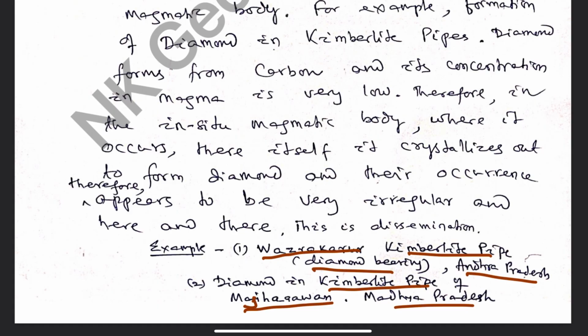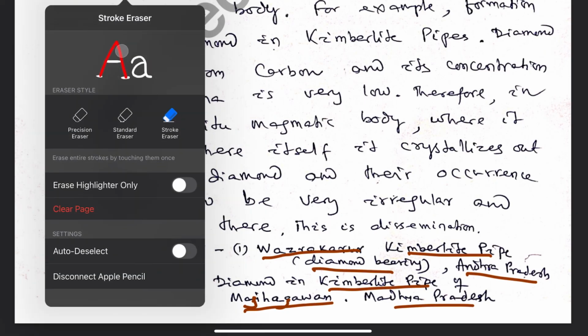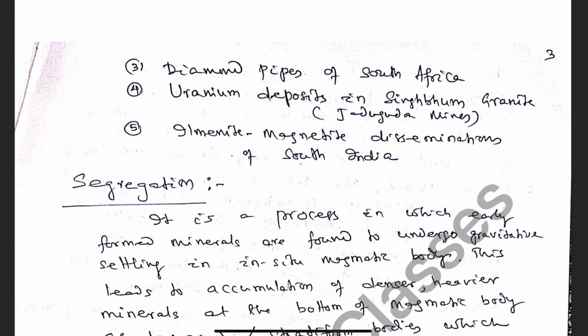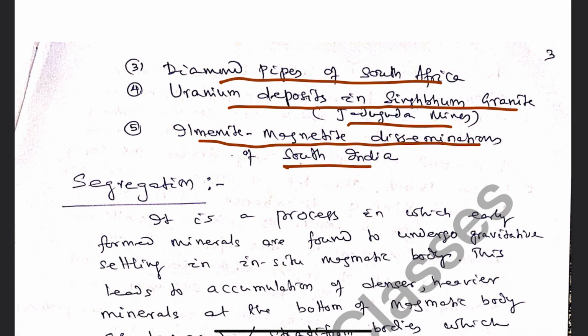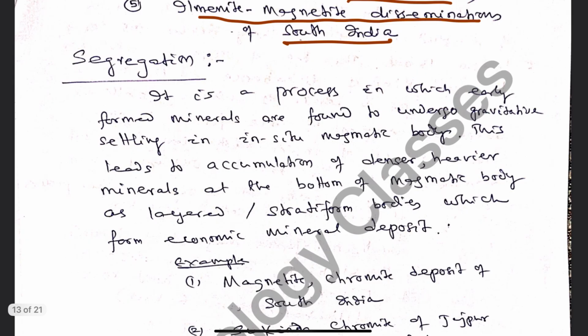This is Majgaon. So that is in Madhya Pradesh. So in dissemination we find the formation of diamond in kimberlites. Similarly, we have the diamond pipes of South Africa, uranium deposits in Singhbum granite, Jadugoda mines, ilmenite magnetite disseminations in South India. So these are some of the examples of the early magmatic dissemination deposits.